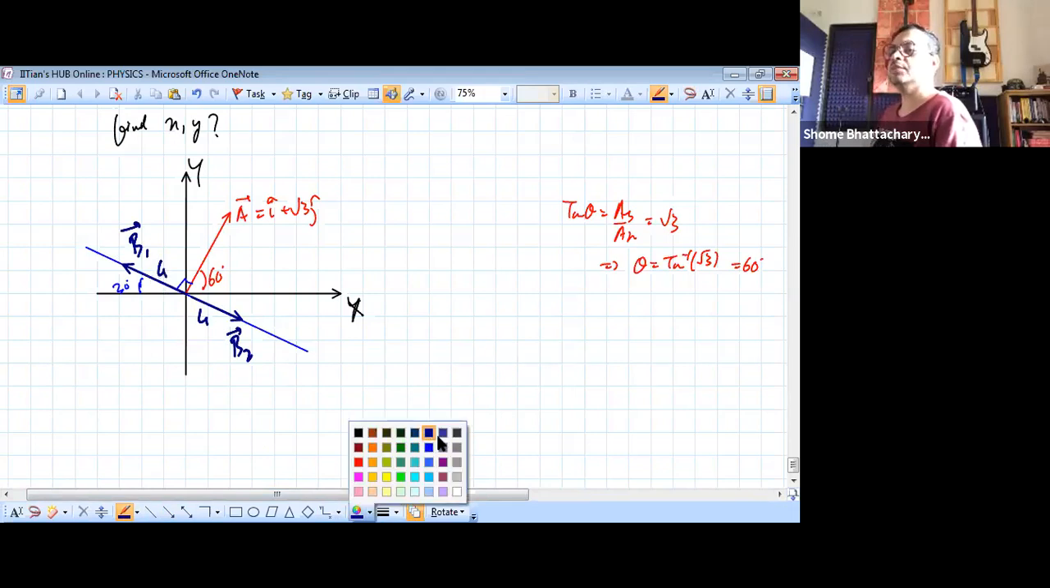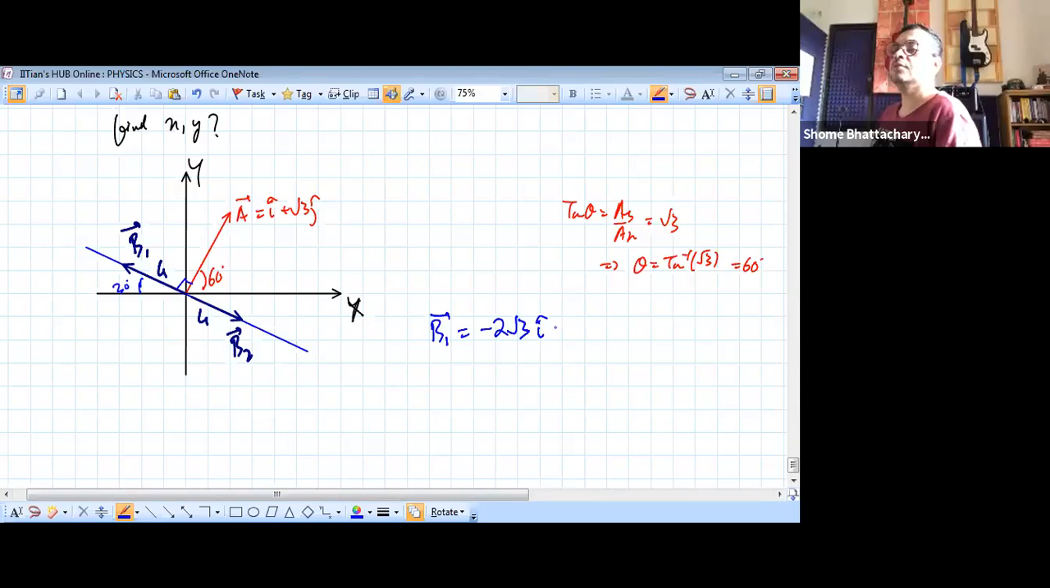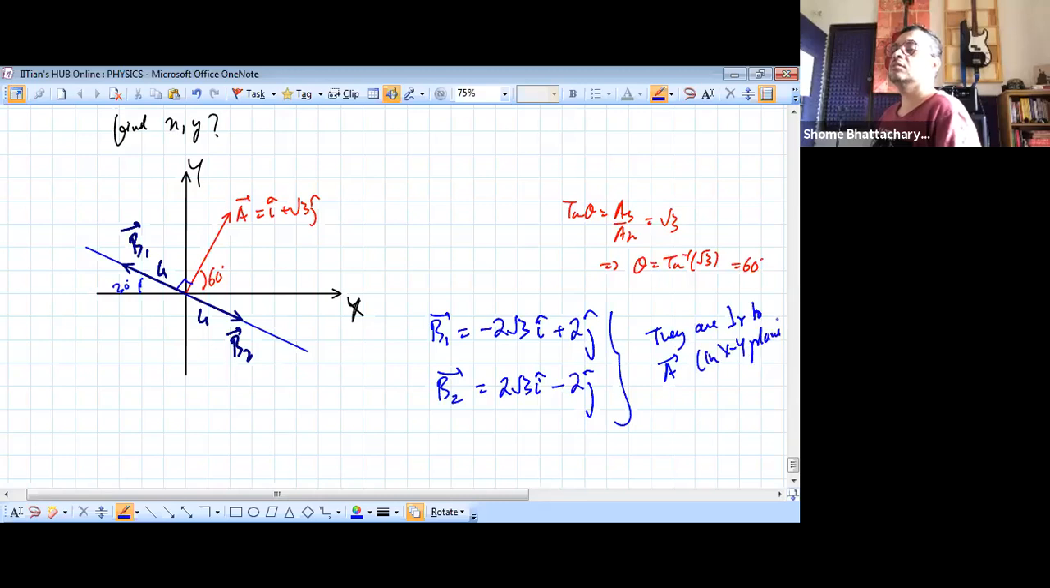So which vector is B1 here? B1 is a vector such that it has a negative x component, minus 2 root 3 I cap, plus a positive y component of 4 sine 30, that is plus 2 J cap. Or it could be B2, which is exactly opposite of that. So that is 2 root 3 I cap minus 2 J cap. Both these vectors have the property that they are perpendicular to the vector A in the xy plane, it does not include the z axis, and of magnitude equal to 4. So now we can match the options.